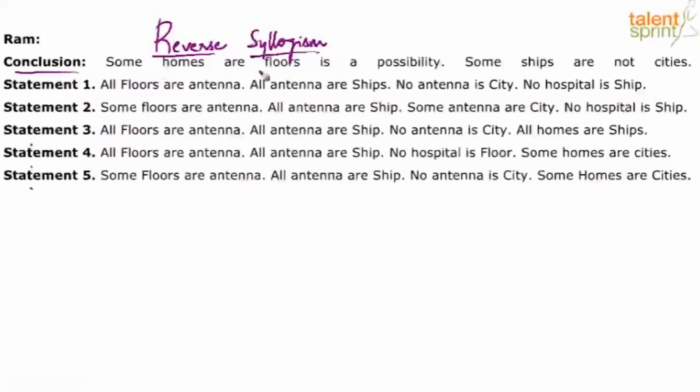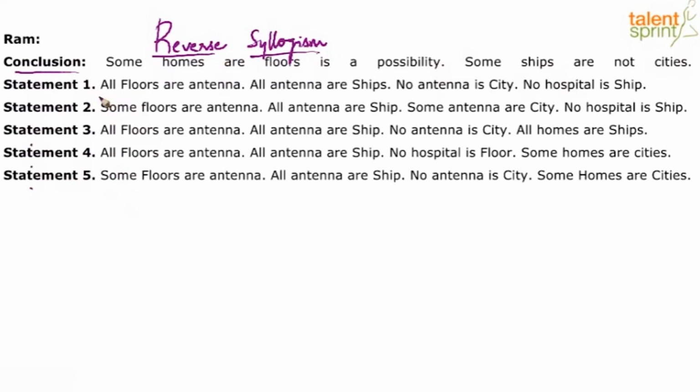Okay. Some homes are floors is a possibility, and some ships are not cities. Right? Some ships are not cities. So I think the easiest way is to quickly draw Venn diagrams for the given options and see which option satisfies both the conclusions.